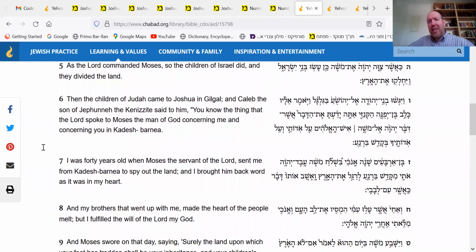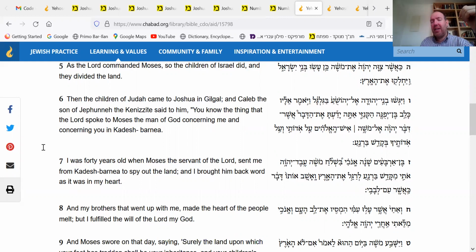So before we can actually get to the description of the borders of Judah, we have an interesting, even moving event. In verse 6 we read, then the children of Judah came to Joshua in Gilgal, that's the campsite, as of now, and Kalev, or in English, Caleb, the son of Yefuneh the Kenizzite, said to him, "You know the thing that the Lord spoke to Moses, the man of God, concerning me and concerning you in Kadesh Barnea." He's reminding him of what happened.